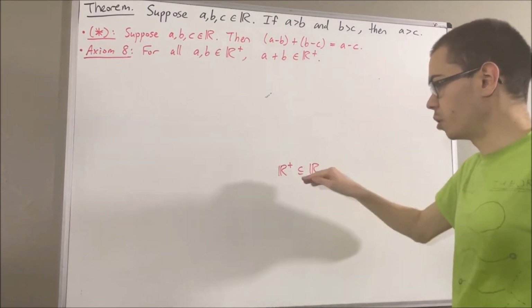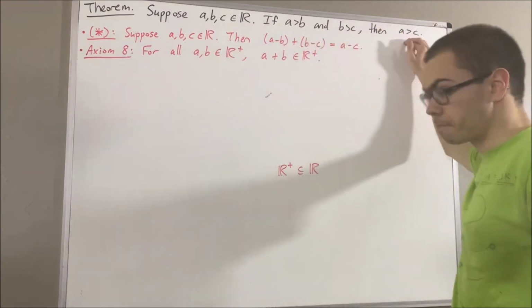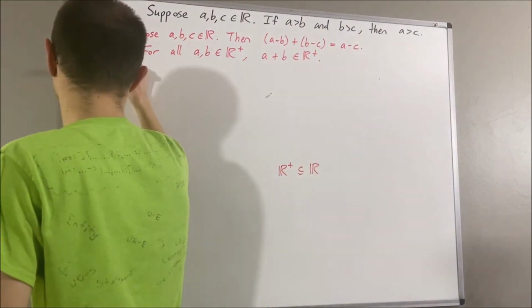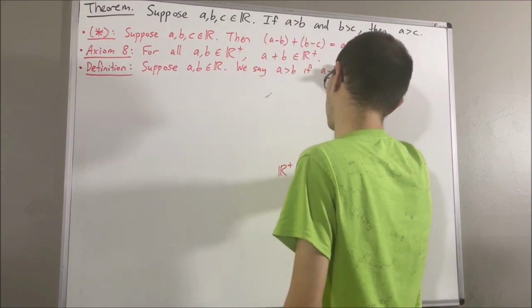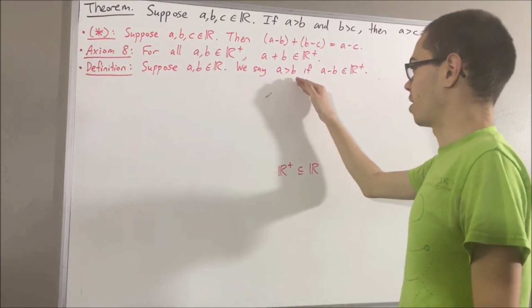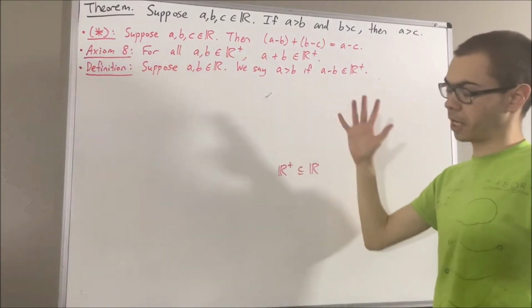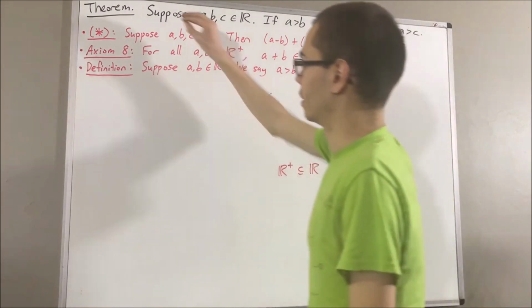And using the set of positive real numbers, our definition of greater than is as follows. Suppose A and B are real numbers. We say A is greater than B if A minus B is a positive real number. Okay, so now let's get into proving this theorem.